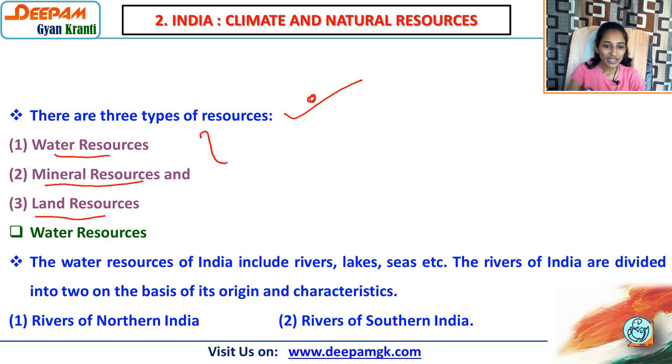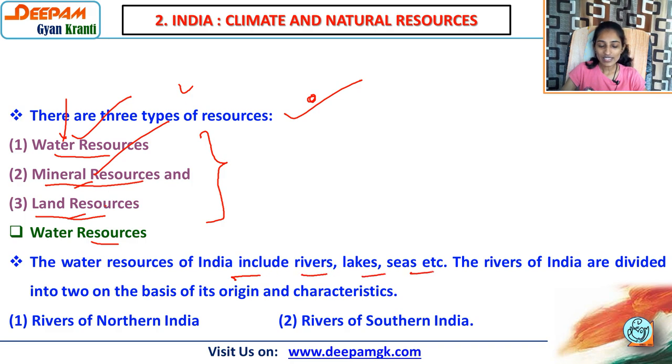So we can divide the natural resources into three parts: water resources, that is natural; mineral resources, that is also natural; and land resources. Now mineral resources means aluminium mines, iron ore and all that. Land resources means forest and all that. So first one, water resources. The water resources of India include rivers, lakes, seas, etc.